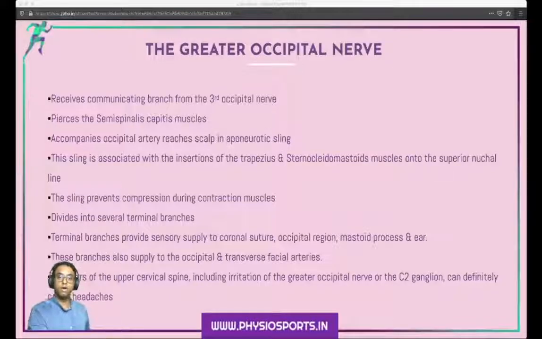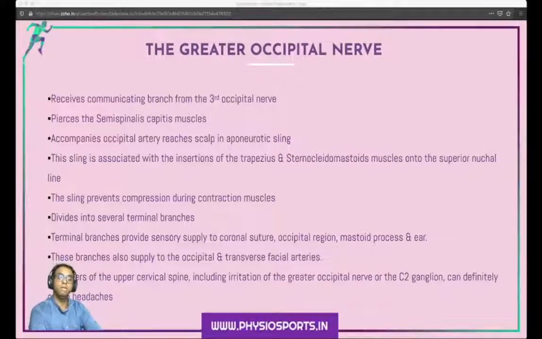These branches provide a good broad area of sensory innervation extending from the occipital region medially to the region superior to the mastoid process and posteriorly to the ear laterally. Superiorly, they supply sensory innervation to the scalp from the region of the posterior occiput as far as the skull's coronal suture. The terminal branches of the greater occipital nerve also provide sensory branches to the occipital and transverse facial arteries.